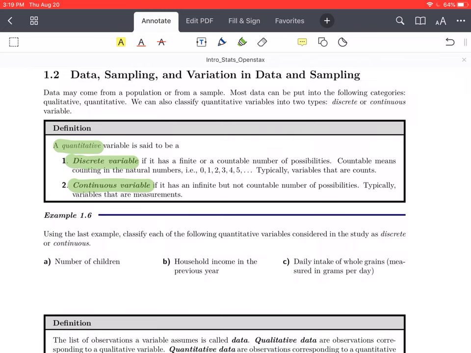Okay, so for part A, number of children. So this one, if we were going to consider it continuous, I don't know how that would work because you can't have 2.5 children, right? Or 2.36942, some crazy decimal like that. This does not exist on a spectrum, right? It's not some continuous value. You either have zero children, one child, two children, three, four, five, etc. So number of children, that's going to be discrete.